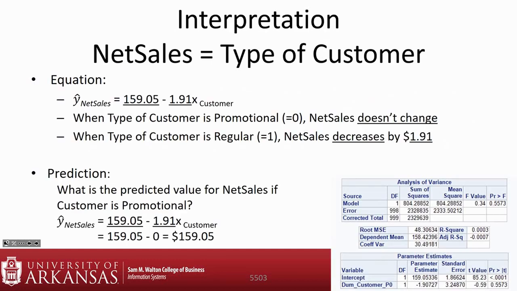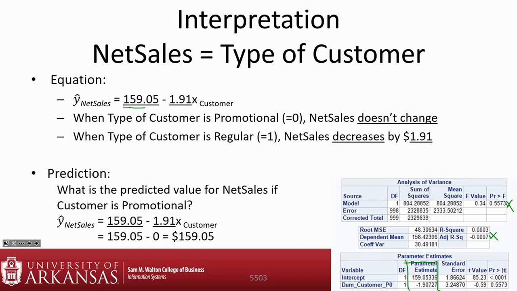So the p-value doesn't change. Still not a good model, right? So really an X there. The r-squared value doesn't change. It's still bad. But what does change are the parameter estimates. So now I have 159.05 minus $1.91. My slope didn't change. What changed?